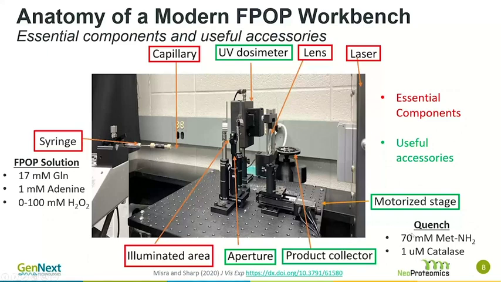Some other accessories, so that's what's absolutely required to do FPOP. Syringe and syringe pump, fused silica capillary, laser, focusing lens. Okay? But you'll see that's not all that we have on our bench. We also have an aperture. We have a motorized product collector. We have a motorized stage that controls our lens position. And we have a UV dosimeter. And again, I'll talk about why all of these accessories are useful. But for right now, I just wanted to give you an overview. This is what a modern FPOP setup looks like. So if you were to build one in your lab, this is the kind of thing that you're going to try to reproduce.